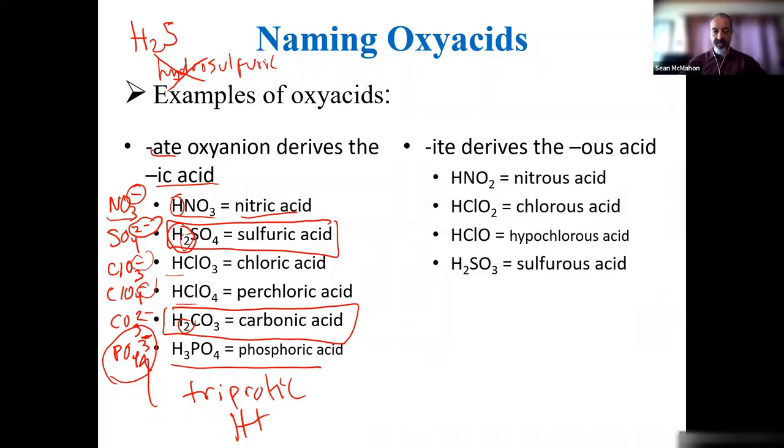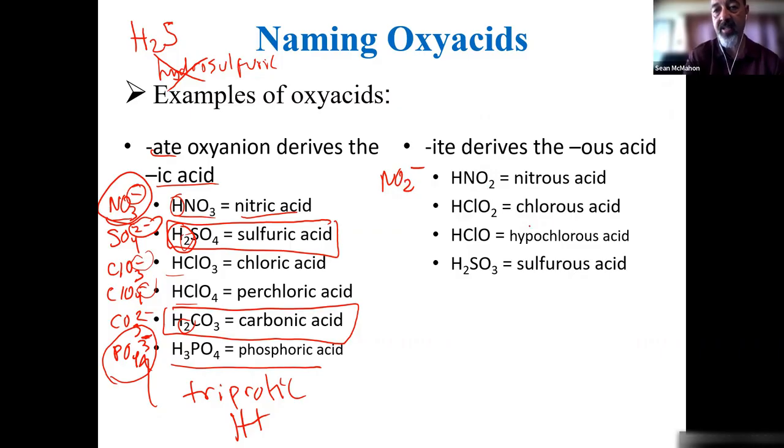Nitrous acid is derived from what? Nitrate. How do I know that this is nitrate? The NO3, the 5 valence electrons. So this is 1 less oxygen. So nitrous acid is derived from nitrite, and it's HNO2.